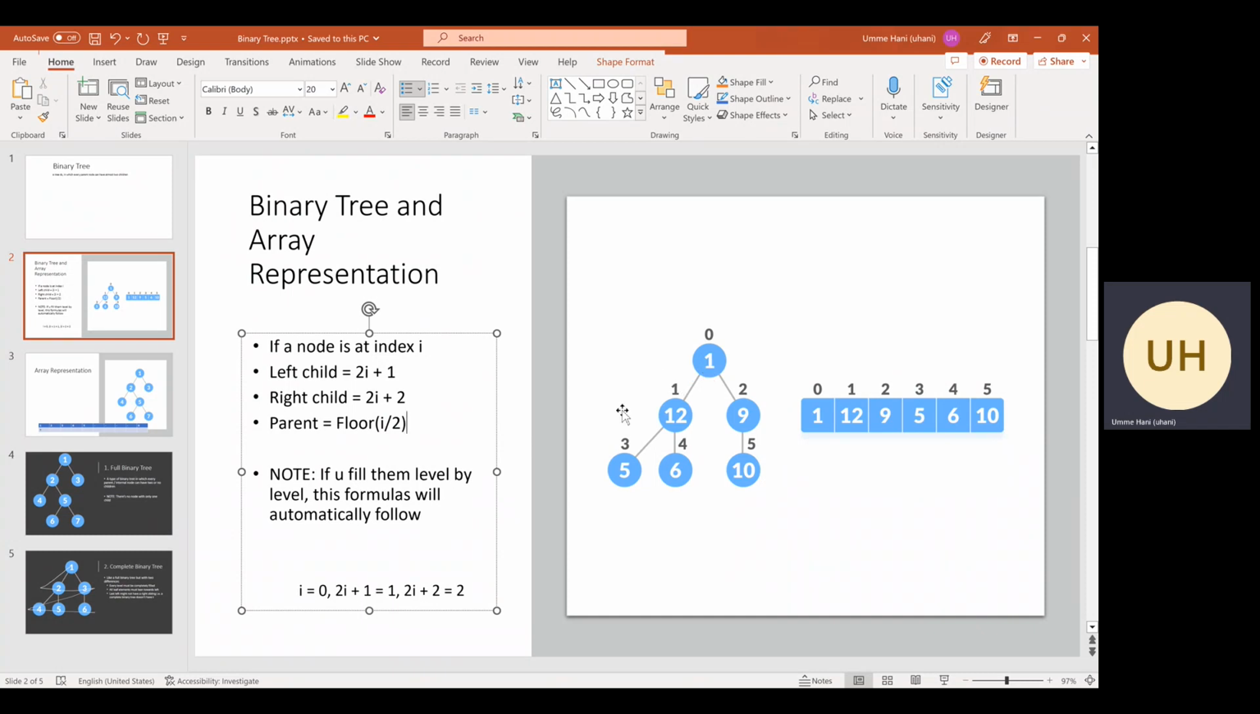So if you don't want to compute these formulas every time to fill the array, then you can fill them level by level in the array, that will automatically follow this formula. But if you are filling them level by level, then you need to keep some things in mind.